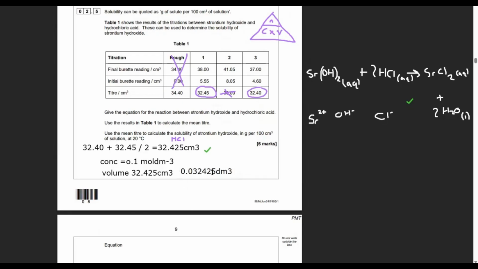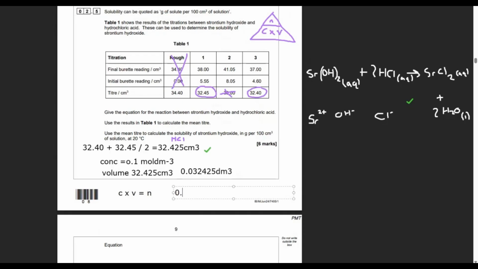So there we've got the volume. There we've got the concentration. I want to multiply C times V, and that is going to give me moles of hydrochloric acid that were used. And that is going to enable me to know how many moles were in the 25 centimeters. So let's work out how many moles of HCl there were.